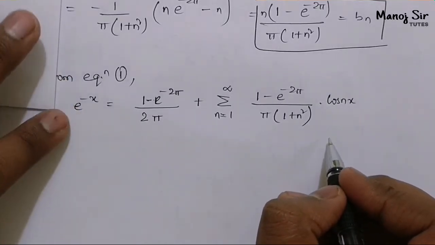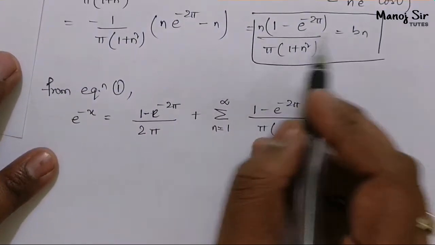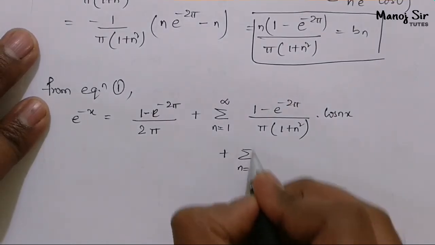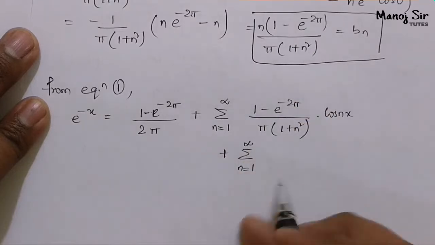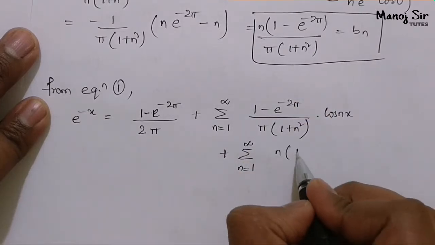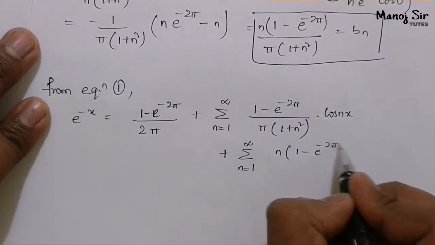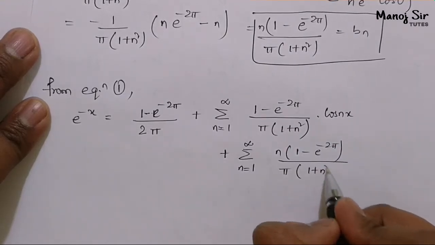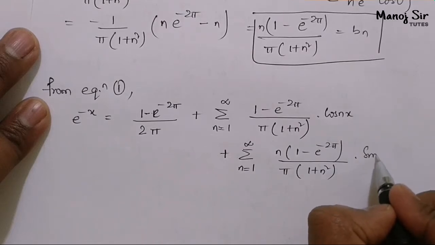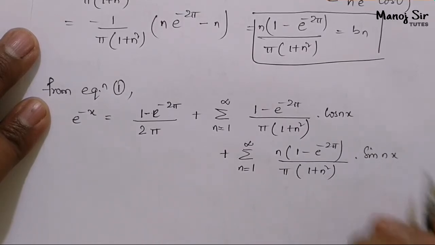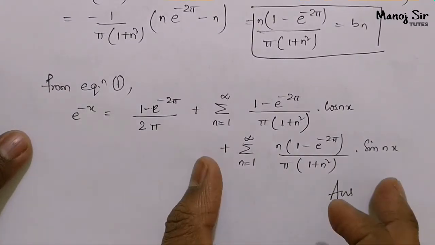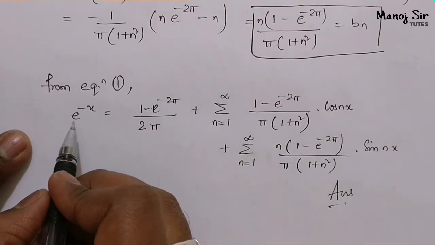Again we have the value of Bn here. So plus summation n equals to 1 to infinity, write this part, that is n times 1 minus e to the power minus 2 pi upon pi times 1 plus n square into sine nx. So this is my final answer. Or you can say this is the final Fourier series of this function, that is f of x equals e to the power minus x.